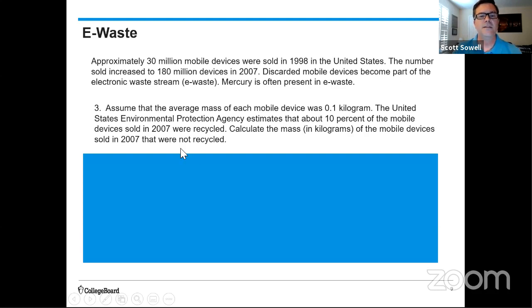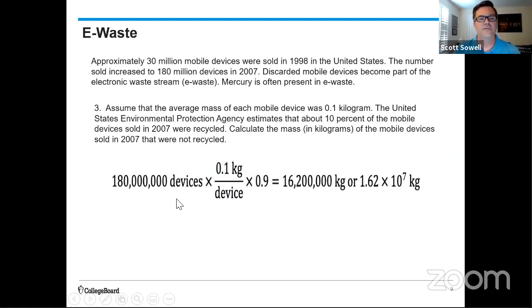The second part of this said, assume that the average mass of each device was 0.1 kilogram. The EPA estimates that about 10% of the mobile devices sold were recycled. So now we want to know, what is the mass of the mobile devices that were not recycled? So that would mean the other 90%. So we have 180 million devices. Each device has a mass of 0.1 kilograms. And we are interested in 90% of that because we know 10% was recycled. So again, our device unit cancels, and we're left with 16,200,000 kilograms.